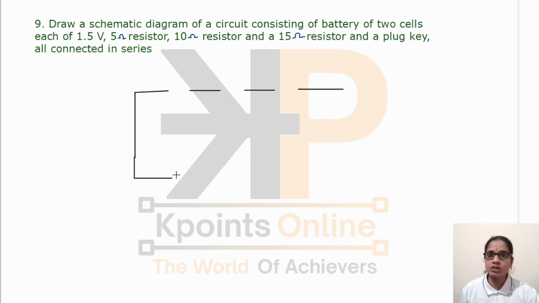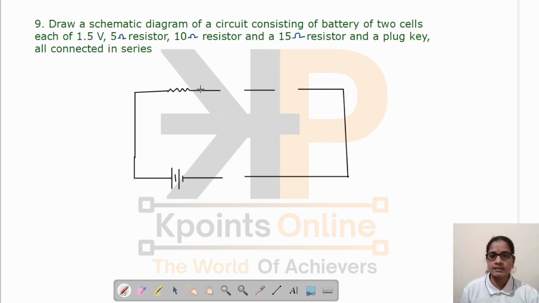A battery consisting of 2 cells of each 1.5 volt is connected. We have to show here 2 cells. And also a plug key is connected. These are the resistors connected in series. And what is the value of these resistors? It is of 5 ohm. This is of 10 ohm. And this is of 15 ohm. All connected in series. And also the plug key is connected in series.